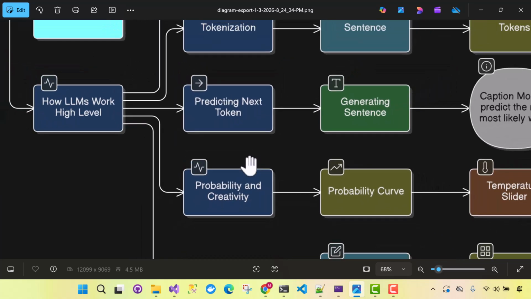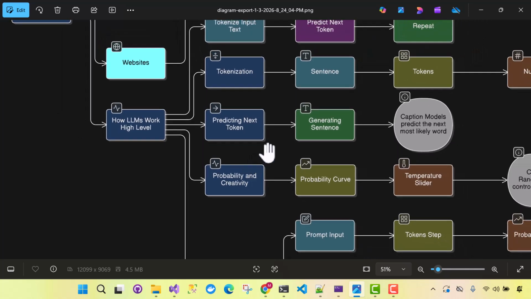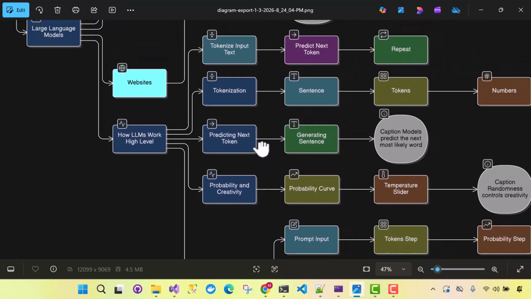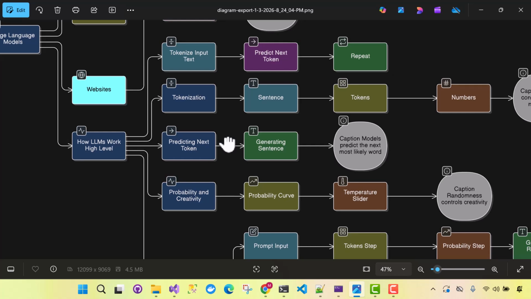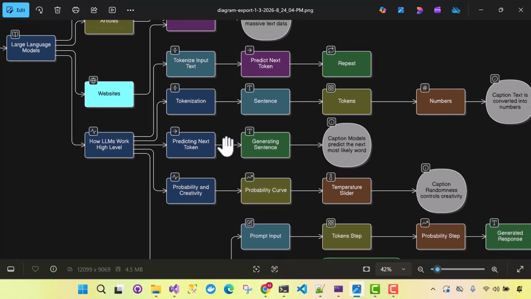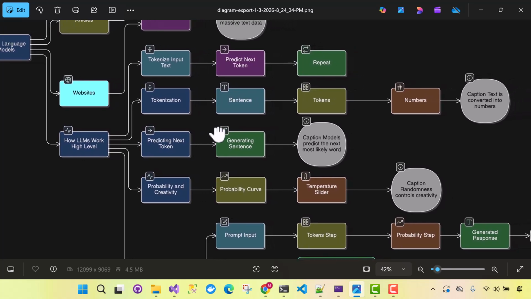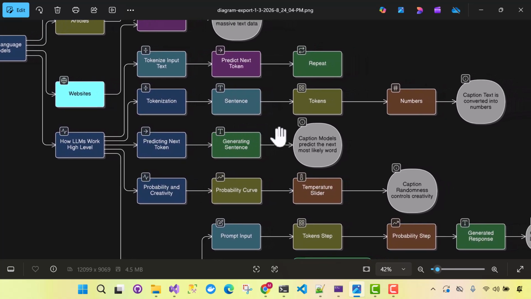Given a sequence of input tokens, the model predicts the next most likely token. That token is then added back into the input. This repeats over and over, expanding the response word by word. That's why AI responses appear gradually and then sometimes stop mid-sentence.